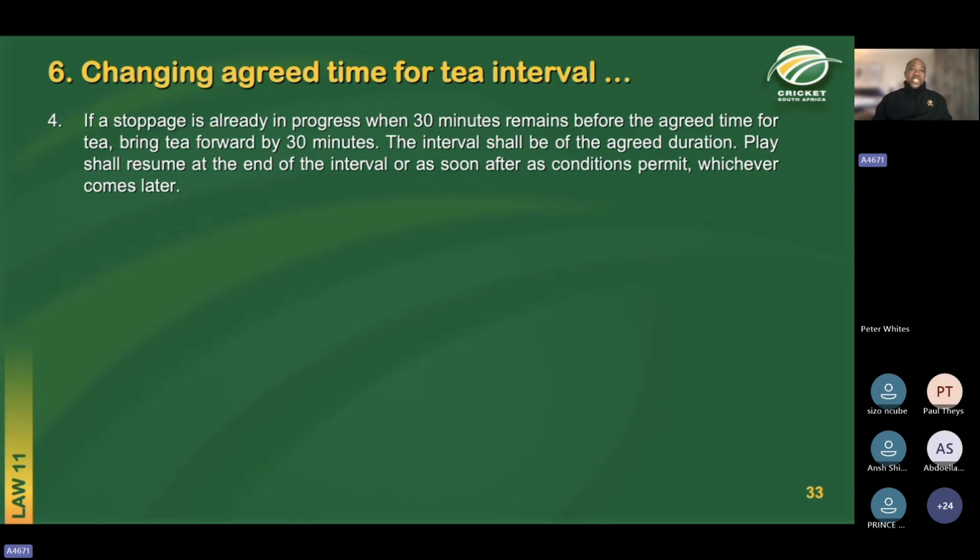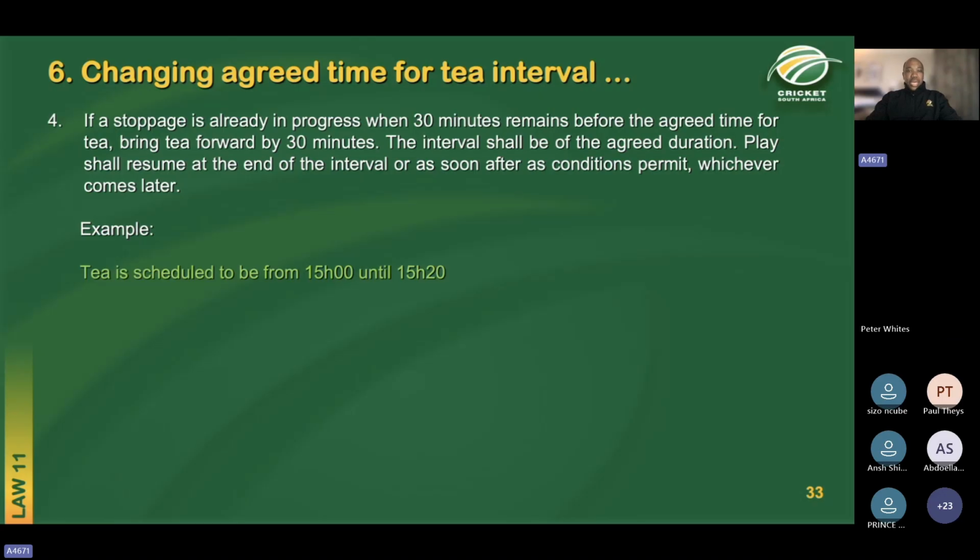Now, what if a stoppage is already in progress when 30 minutes remain before the agreed time for tea? The Law tells us that we must bring tea forward by 30 minutes. The interval shall be of the agreed duration, and play shall resume at the end of the interval or as soon as conditions permit. Let's have a look at an example to illustrate this point.